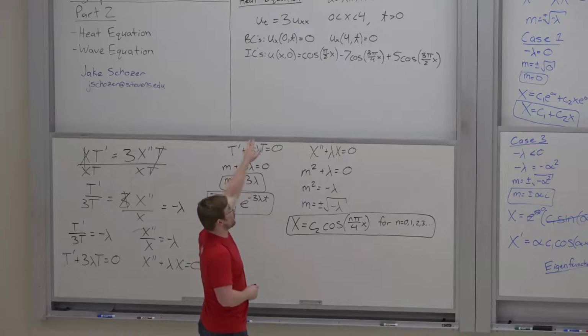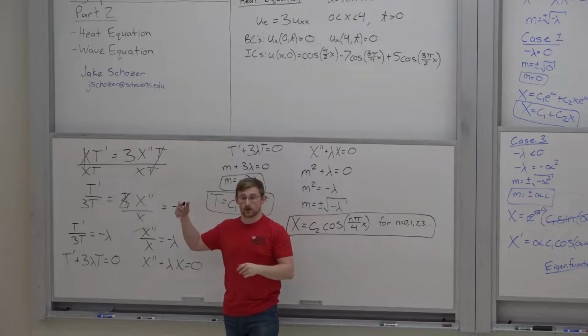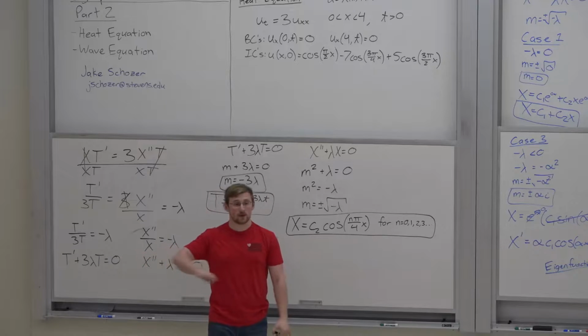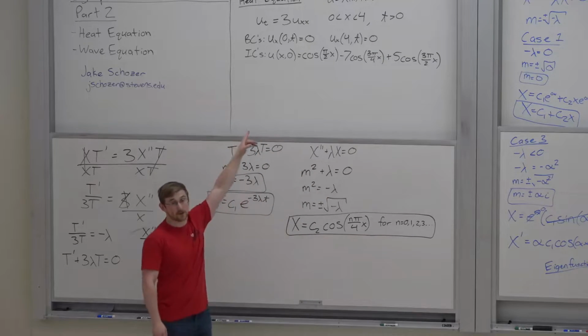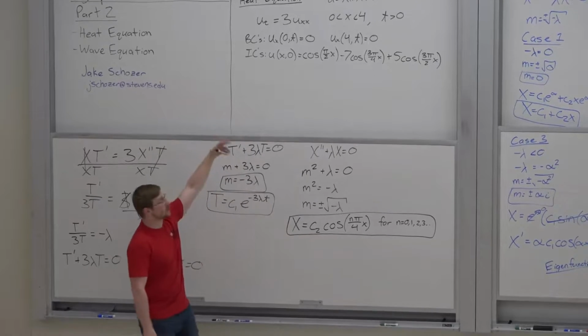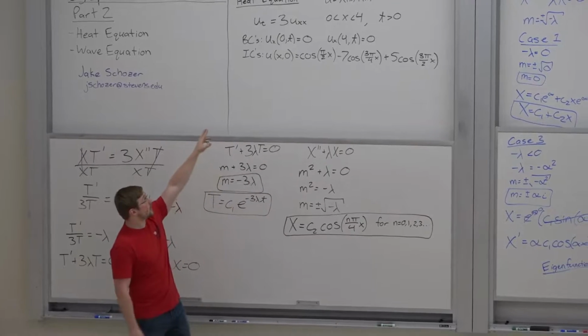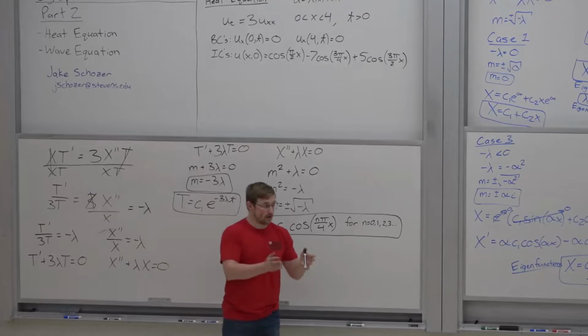The only thing that will ever be different from that first condition of u_t equal to 3 times u_xx is that constant. That's the only thing that will ever change for your heat equation problem, that constant 3, and then your boundary conditions and initial conditions. But you will always start off, if it's the heat equation, with u sub t equal to a constant times u sub xx.